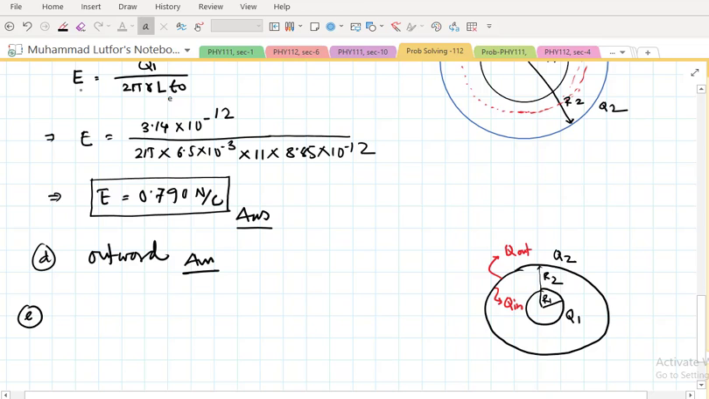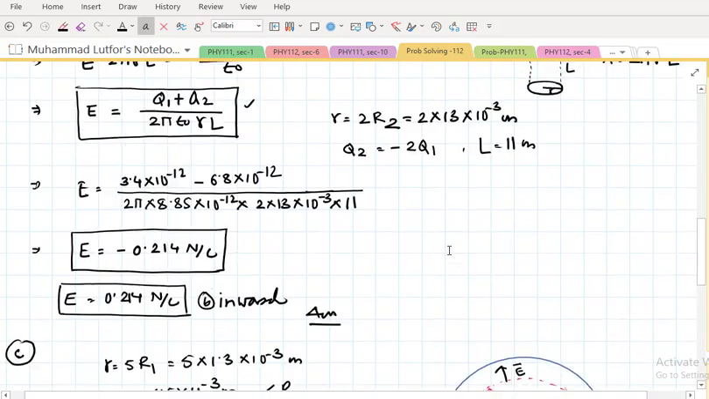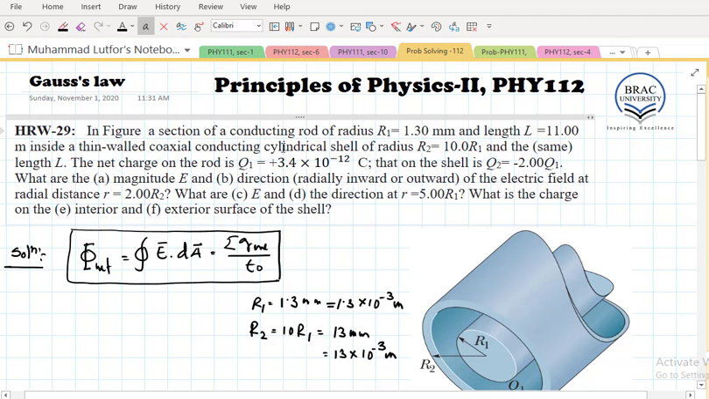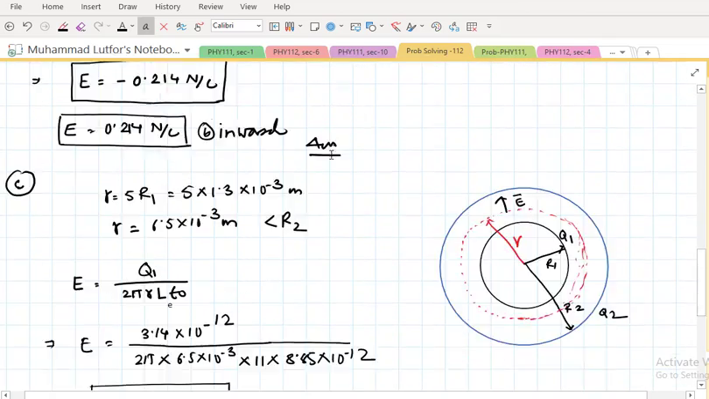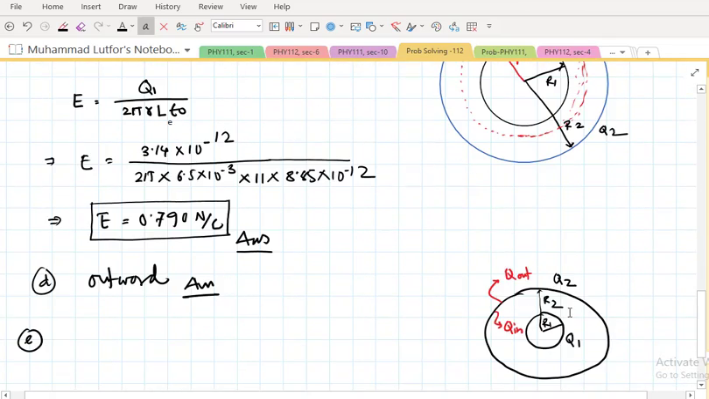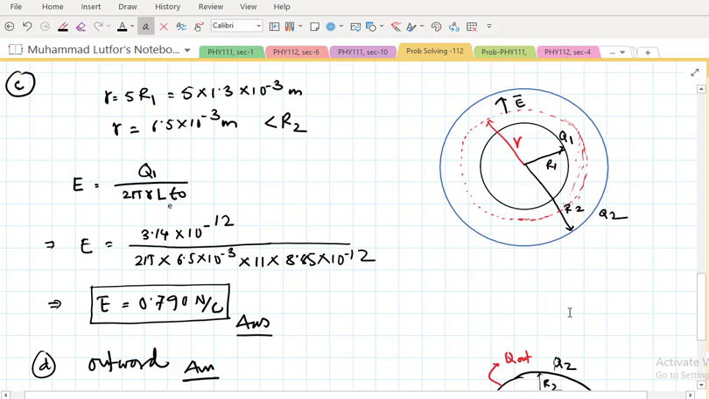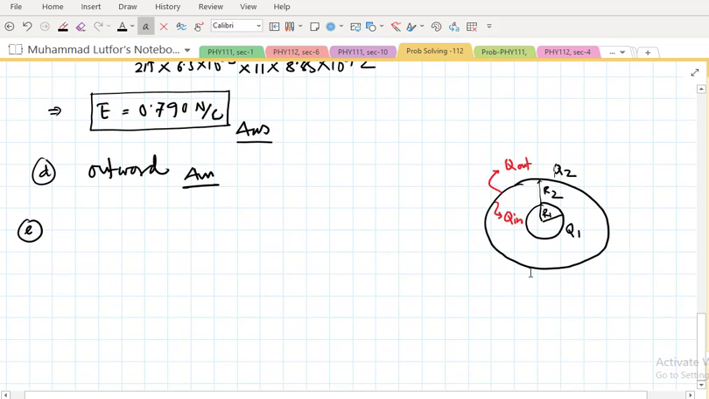Now since it's a conducting shell, then the total charge on that shell must be actually that 0, right? It's written over here. Look at this. This is actually that conducting cylindrical shell and conducting rod. So that's why the total charge on that surface is going to be that 0.